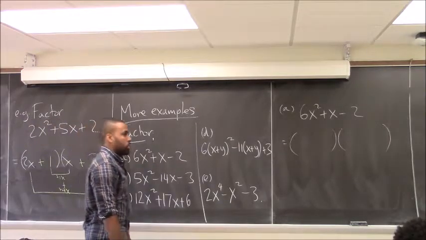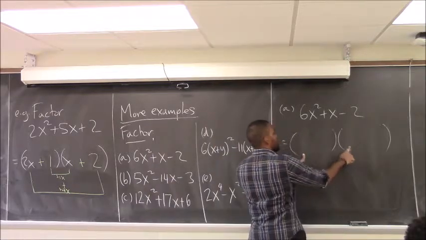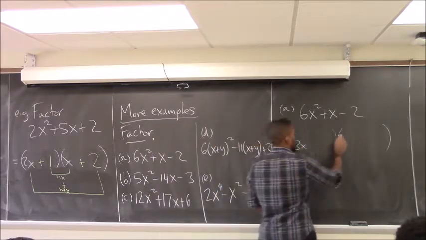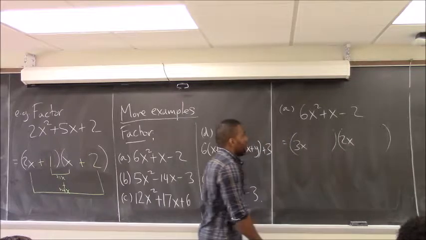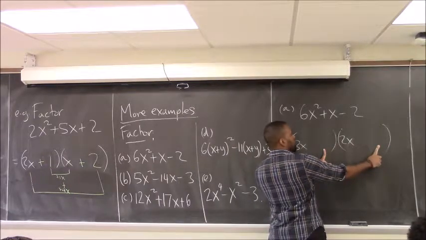All right, what do we want to do here? Let's take a guess. What do you want the first numbers to be? 3 and 2. Sounds great to me. Let's do that. What do you want the last numbers to be? Well, 2 and 1. Where do you want to put the 2?